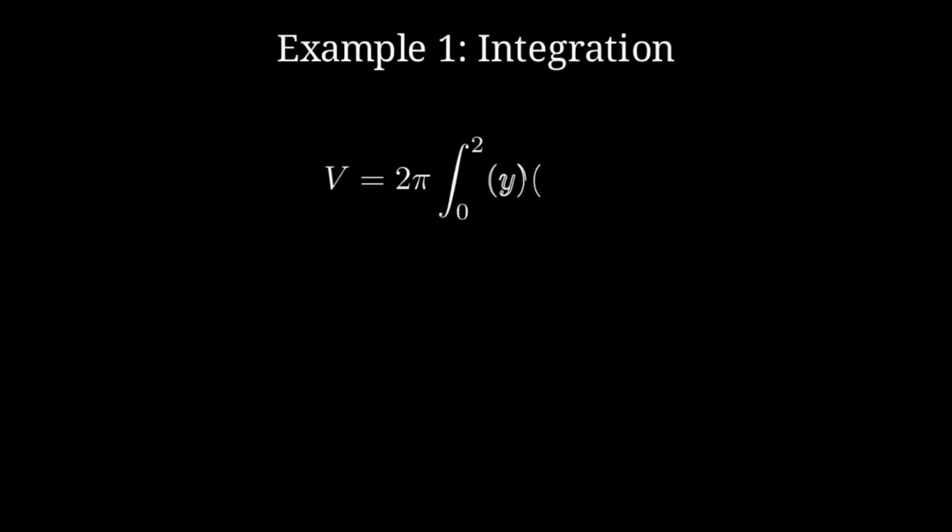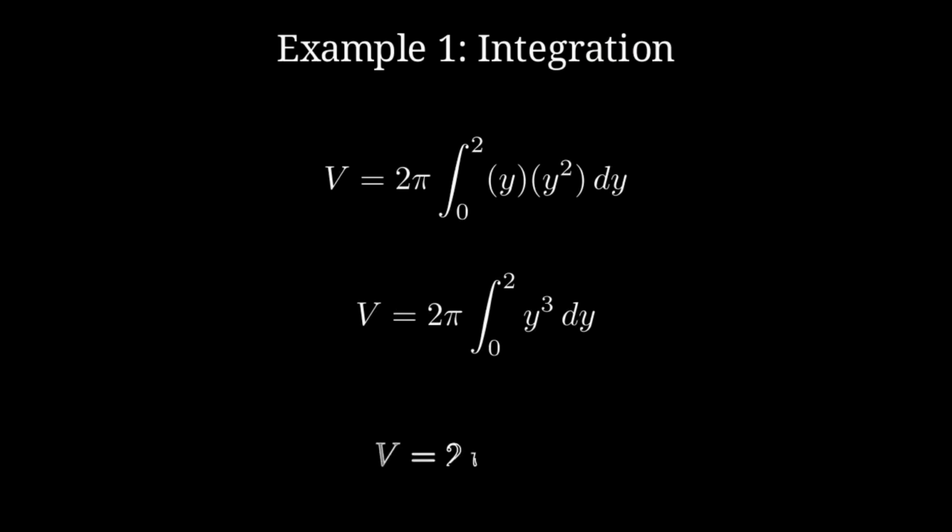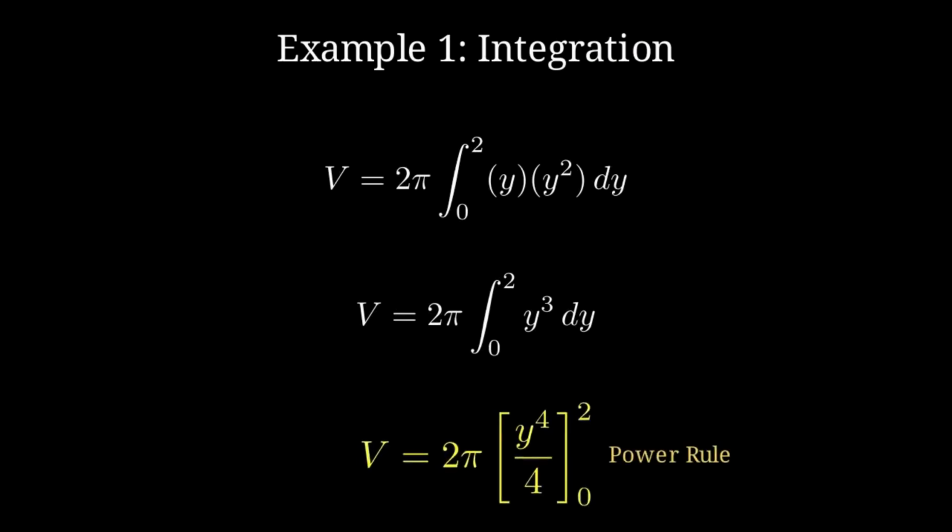Now we set up the integral. We have 2 pi times the integral from 0 to 2 of y times y squared dy. This simplifies to y cubed. Integrating y cubed gives us y to the fourth divided by 4. We are now ready to evaluate this expression at our boundaries to find the final cubic volume.